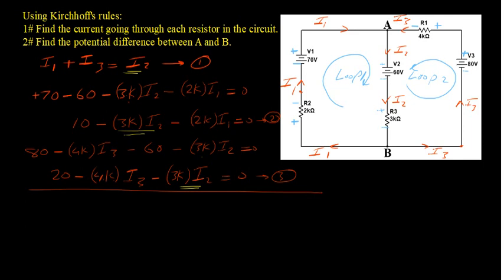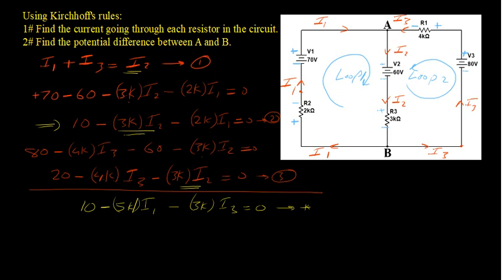It's going to give me 10 minus 5 kilo multiplied by I1 minus 3 kilo ohm multiplied by the third current. That will equal 0. As we did before, I call it star. This is the new version of the second equation. Like this one, it's now here, it's the star.